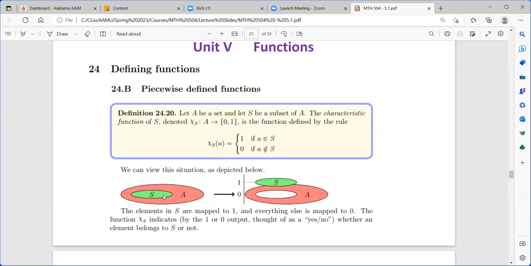So that's part of it. We use a different color, the green color, for the set S, which is inside A. But then it maps this whole set A into two values. It maps the subset S into 1, and maps the remaining part of A not in S to 0.